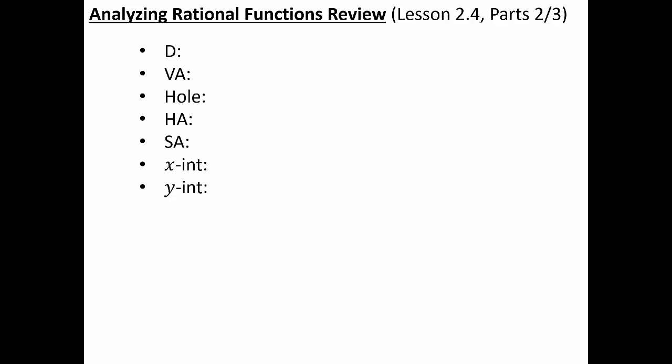Now, if you need a reminder, a summary of what we did way back in lesson 2.4 was, given a rational function, I asked you to find the domain, vertical asymptotes, holes, horizontal asymptotes, slant asymptotes, x-intercepts, and y-intercepts. On that test for unit 2, there were a couple of questions where it was basically, here's a rational function, list out all of these pieces of information about that rational function.